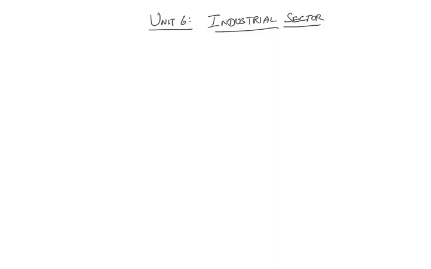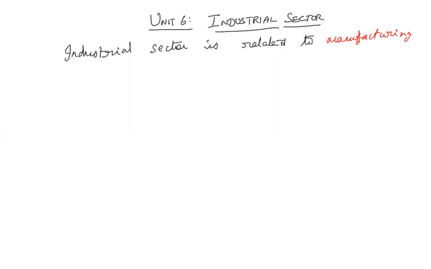Now, what is an industrial sector? Basically, it is the manufacturing of products, that is converting the raw materials into finished products. So, the industrial sector is related to manufacturing and production of different products.